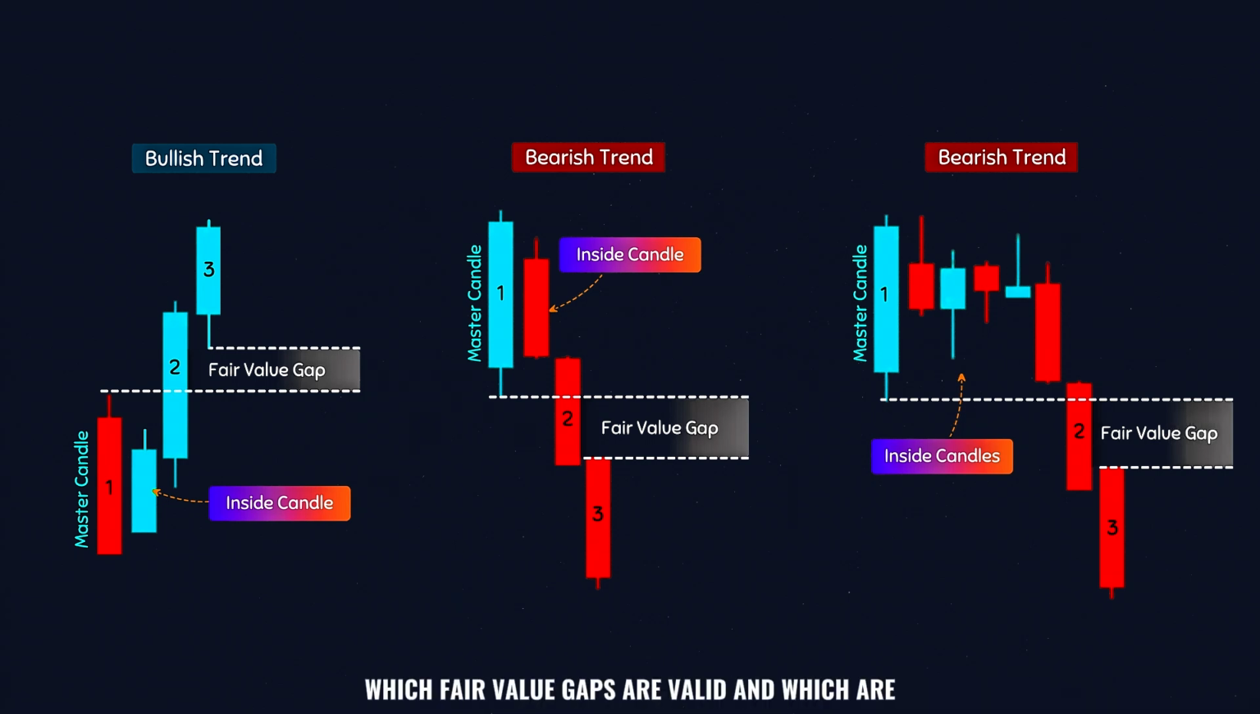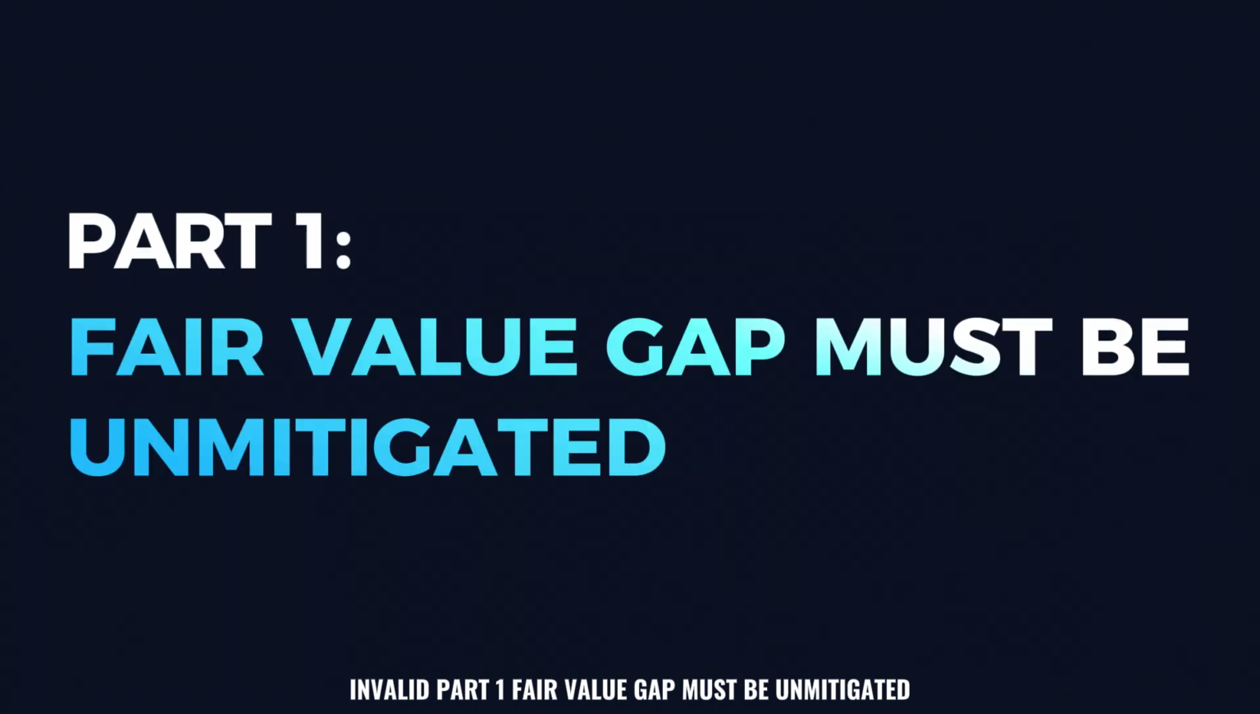Now let's understand which fair value gaps are valid and which are invalid. Part 1. Fair value gap must be unmitigated.